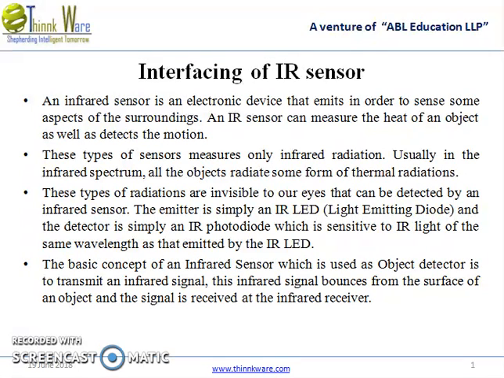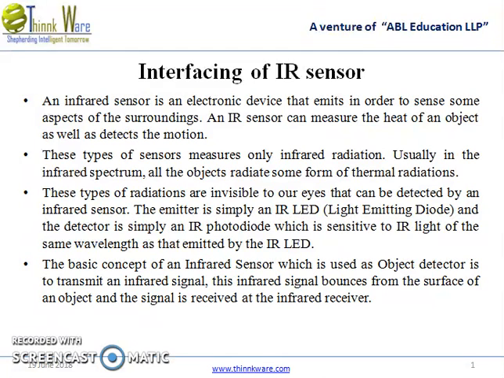Usually in the infrared spectrum, all the objects radiate some form of thermal radiation, and these thermal radiations are captured by the IR sensor, due to which they detect the motion of an object. These types of radiation are invisible to our eyes, but can be detected by an infrared sensor.